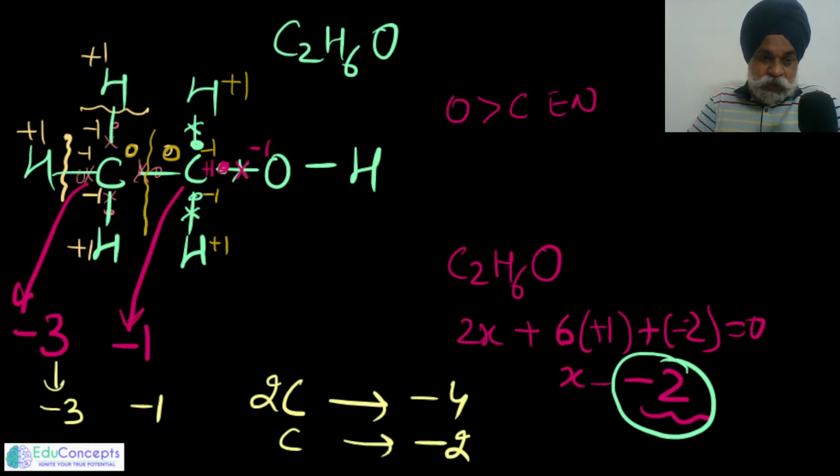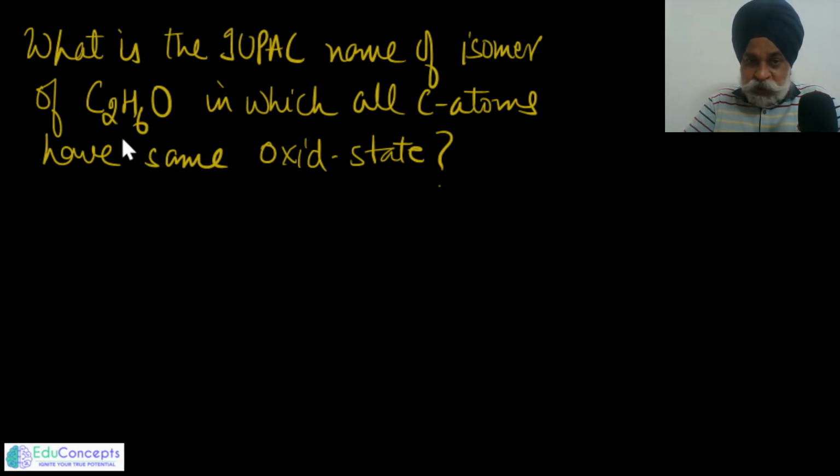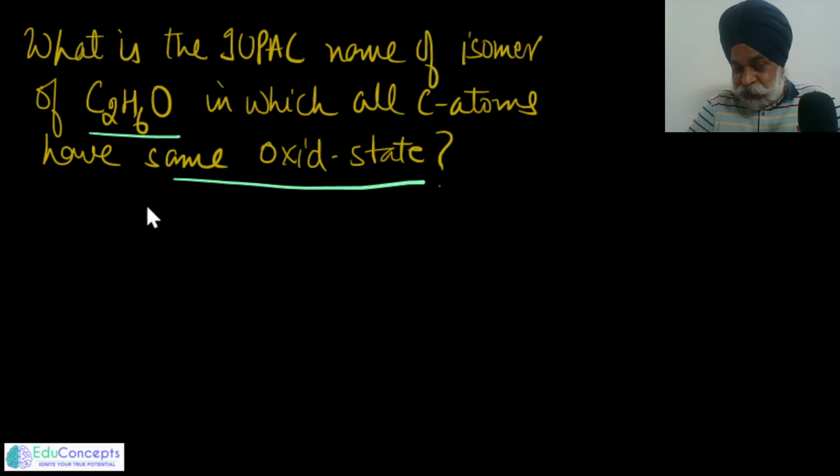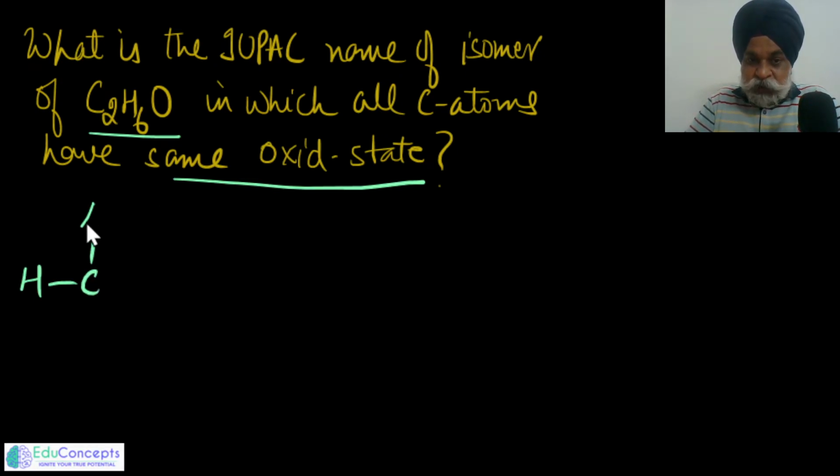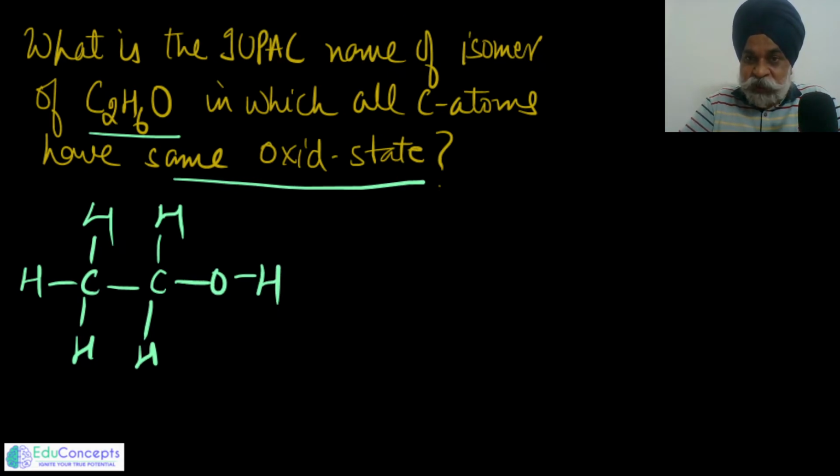Now let me do one problem for you based on this particular entity only. What is the IUPAC name of an isomer of this in which all the carbon atoms are in the same oxidation state? Just a few minutes back we wrote this formula. This is ethanol. In ethanol, this carbon is in minus 3 oxidation state and this carbon is in minus 1 oxidation state, and the average oxidation state of both carbons comes out to be minus 2.